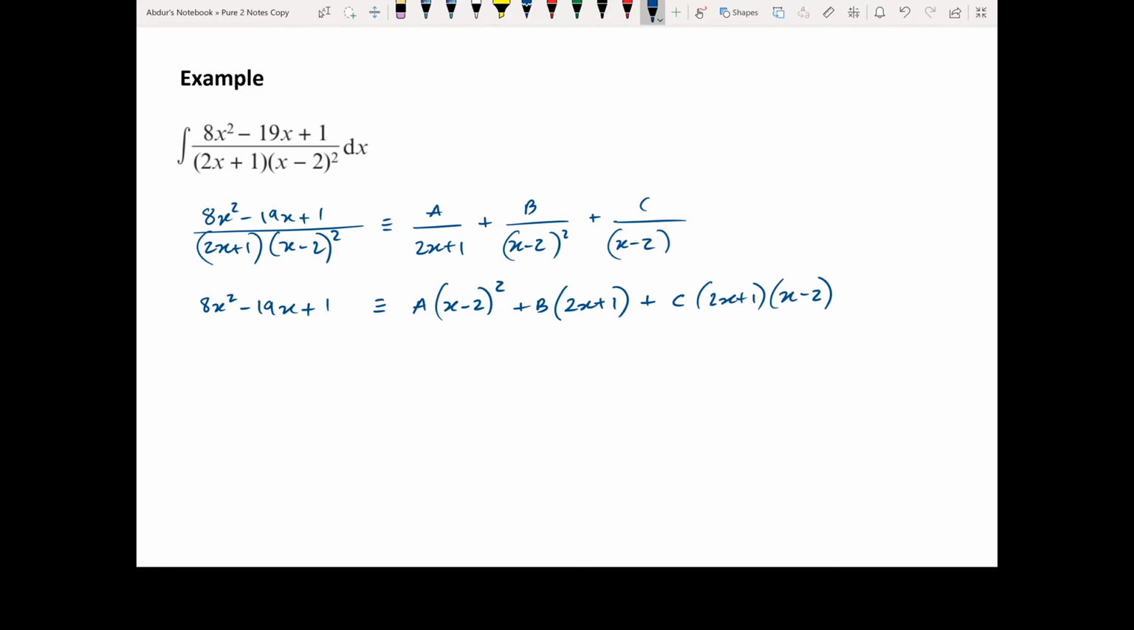From here we can do some substitutions. We can say let x equal 2. And if we let x equal 2, then on the left hand side we end up getting minus 5. And we get minus 5 is equal to this first term becomes 0 plus 5B we get here plus 0, and this then tells us that B is equal to minus 1.